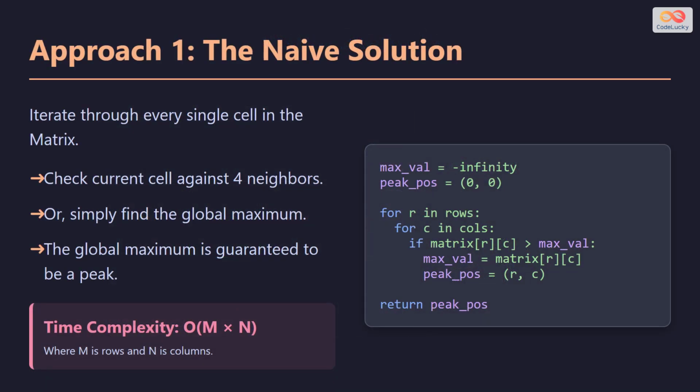The most straightforward way to solve this is the brute force or naive approach. We simply iterate through every single cell in the matrix. For each cell, we check if it's a peak, or we can just find the global maximum value in the entire grid. The global maximum is guaranteed to be a peak. However, this requires visiting every cell, resulting in a time complexity of O of m times n.